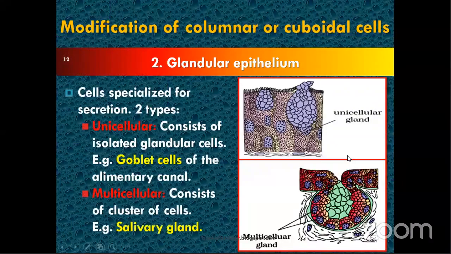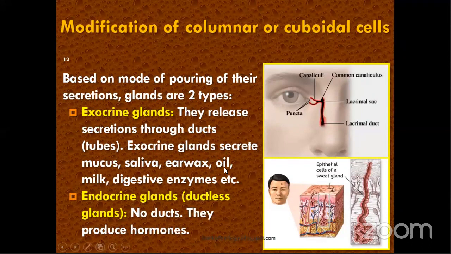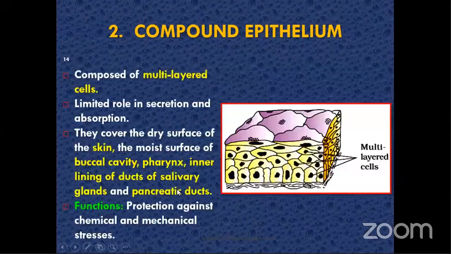This is very important. Then glandular epithelium. The cell is specialized for secretion, of two types: unicellular glands and multicellular glands. Unicellular glands consist of isolated glandular cells, that is goblet cells, found in the alimentary canal. Whereas multicellular glands consist of a cluster of cells, example salivary gland. Then based on whether they have ducts or not, they are classified into exocrine glands and endocrine glands. Endocrine glands are called ductless glands. They do not have ducts. For example, they produce hormones.